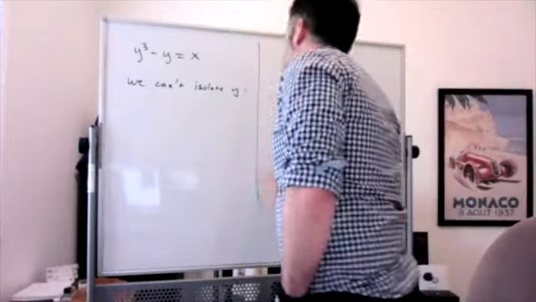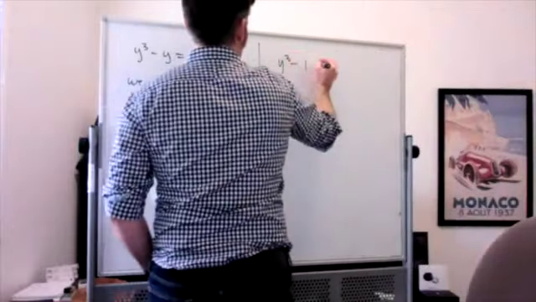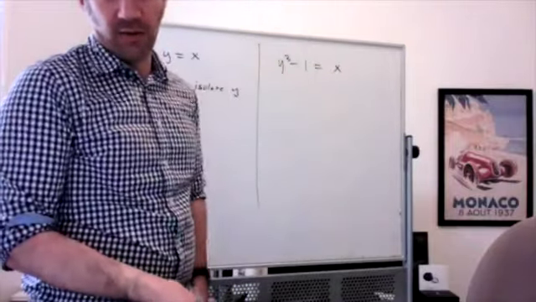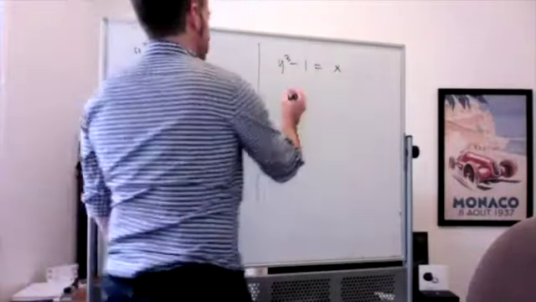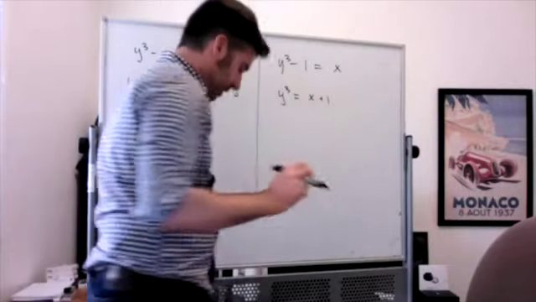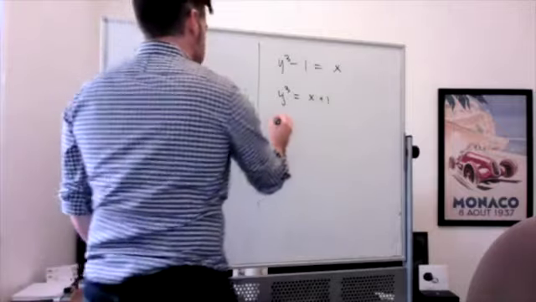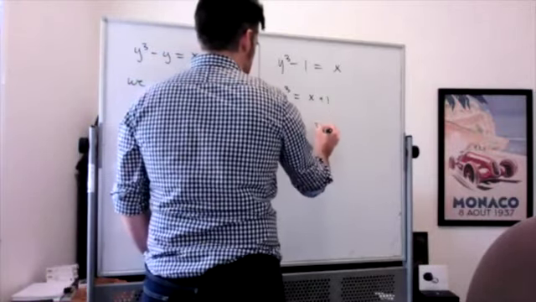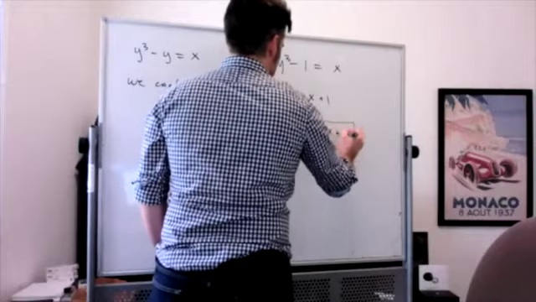So the last one was y cubed minus 1 equals x. And here we can actually solve for y pretty easily. So we get y cubed equal to x plus 1. And now we're going to take the cube root of both sides. The cube root of y cubed is going to equal the cube root of x plus 1.